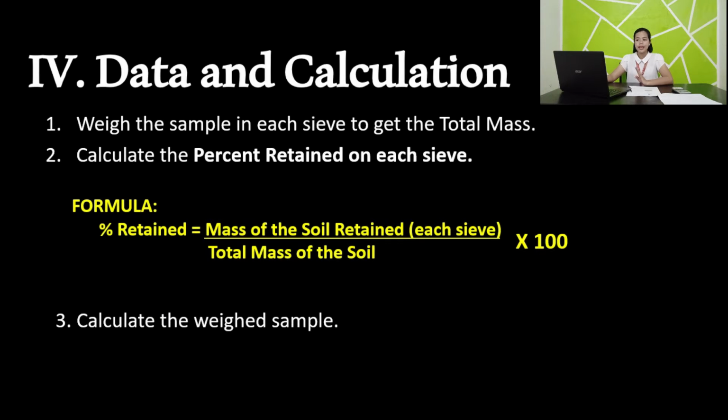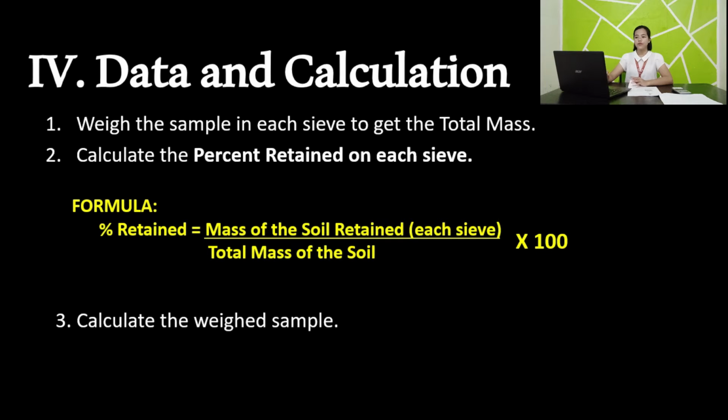Next, let us proceed to the data and calculation. There are a set of steps that we need to follow in calculating the data. The first one is to weigh the sample in each sieve to get the total mass. Next, calculate the percent retained on each sieve. The formula for percent retained is the mass of the soil retained in each sieve divided by the total mass of the soil times 100.